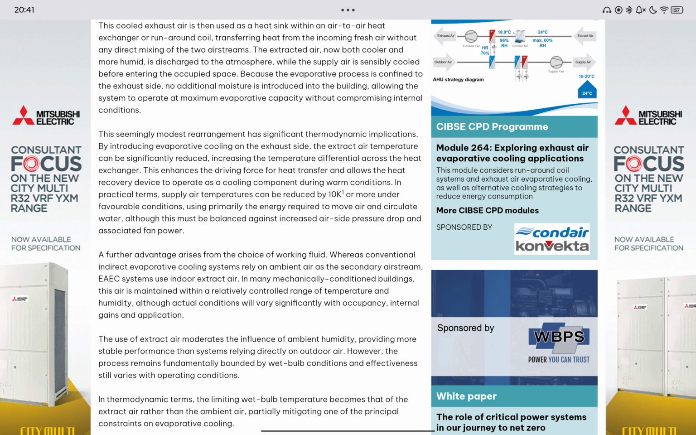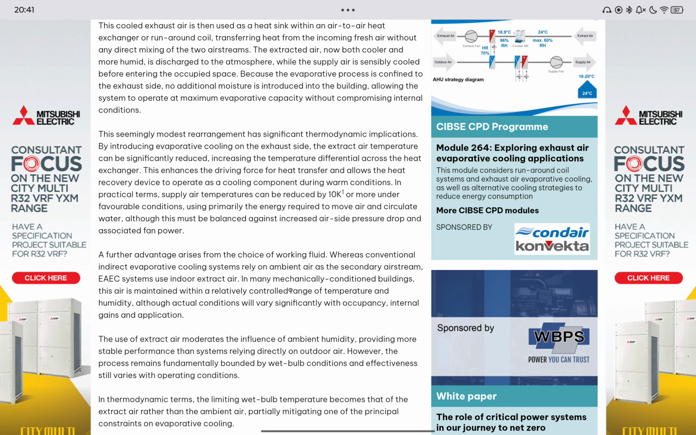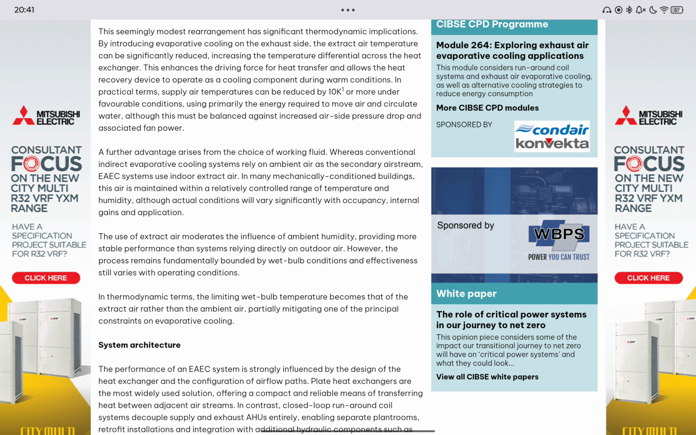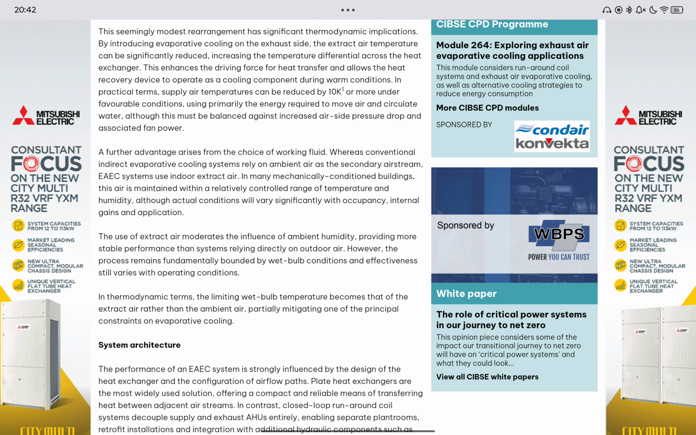In practical terms, supply air temperature can reduce by 10 degrees Kelvin or more under favourable conditions, using primarily the energy required to move air and circulate water, although this must be balanced against increased air side pressure drop and associated fan power. A further advantage arises from the choice of working fluid.